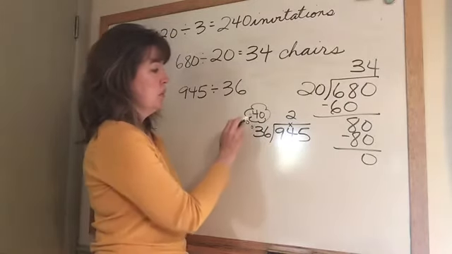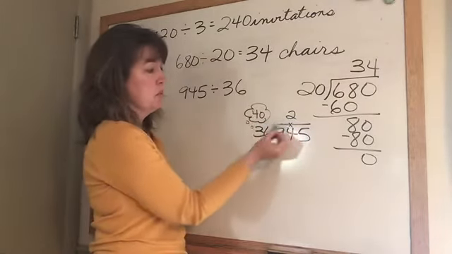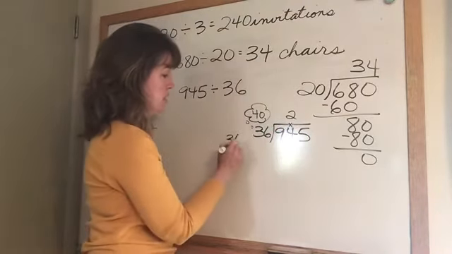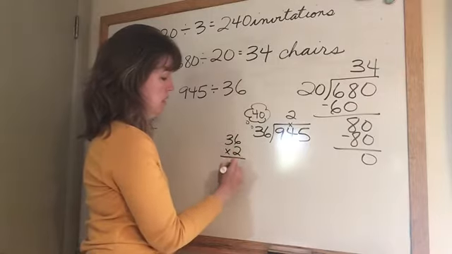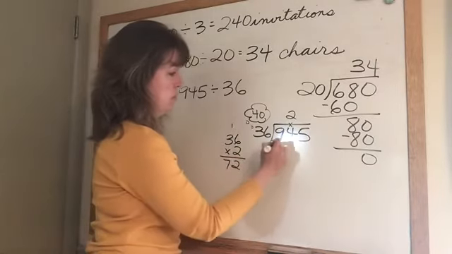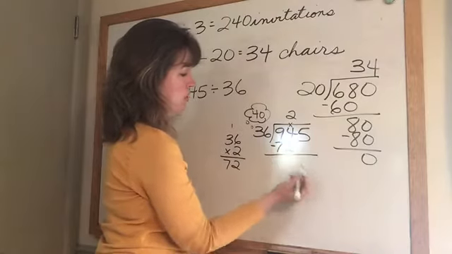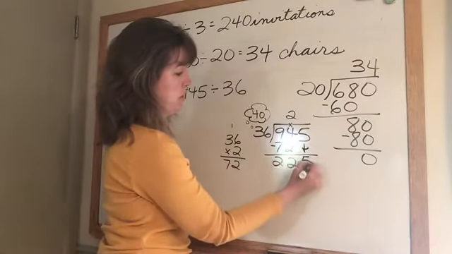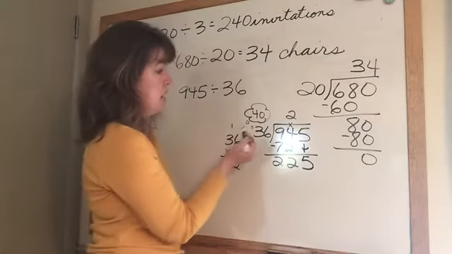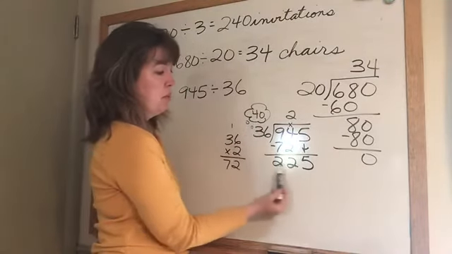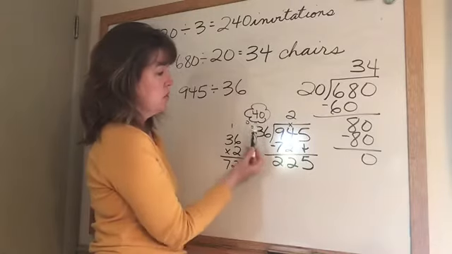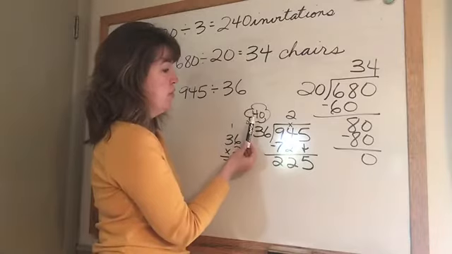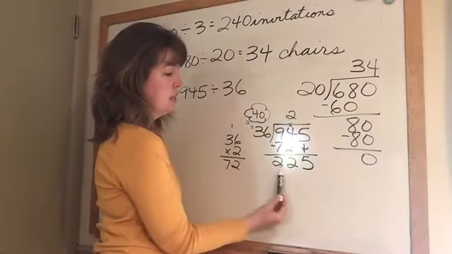Okay, now we don't use our rounded number when we do the actual multiplying. So 2 times 36 is 72. Okay, so we get 22 and bring down your 5. Okay, now again, let's use the 40 to help us divide. So you could say how many 4s are in 22.